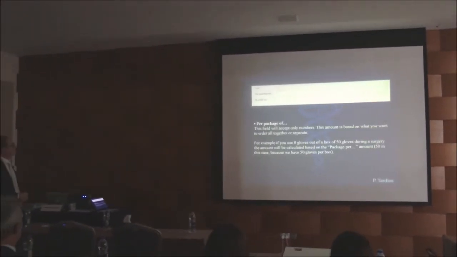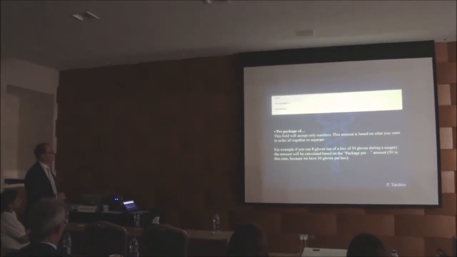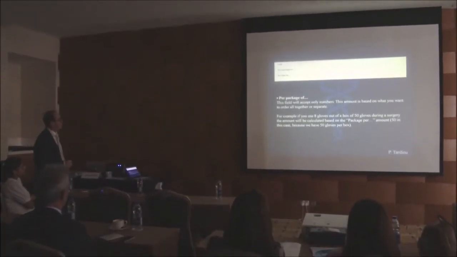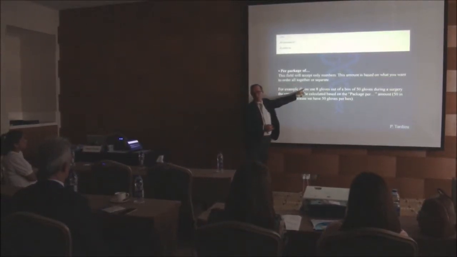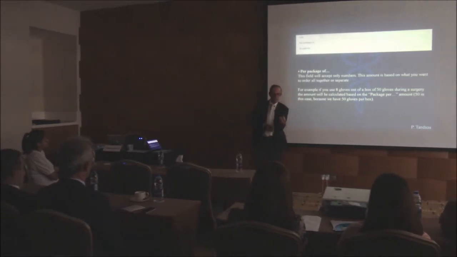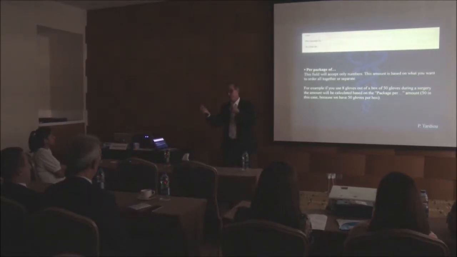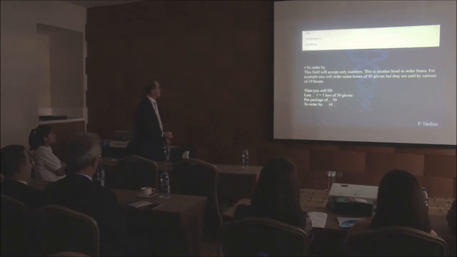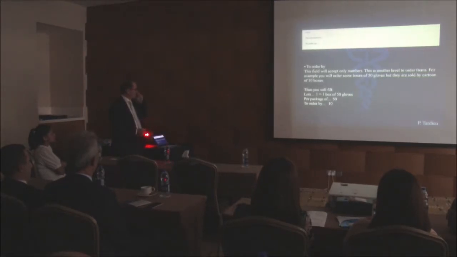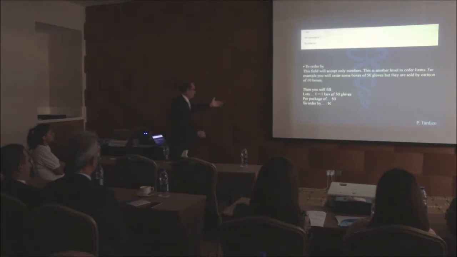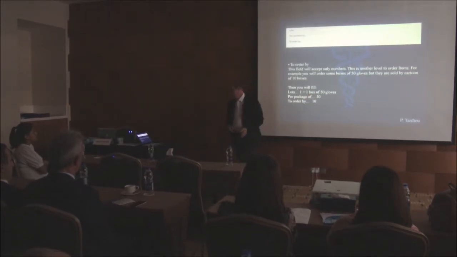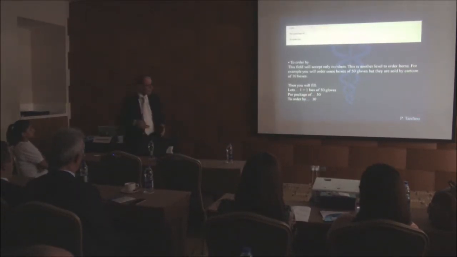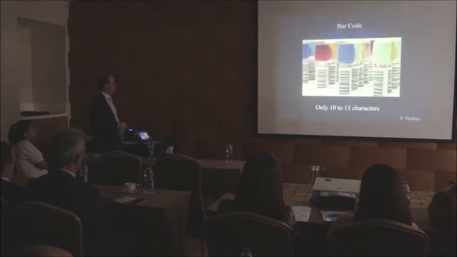So per package, the field will accept only numbers, and it is based on what you want to order all together or separate, okay? Altogether, I buy 50 cartridges of anesthesia altogether. I'm not going to buy 1 and 1 and 1, okay? So this is the order buy and the way to order, let's say a carton of 10 boxes of 50 gloves.